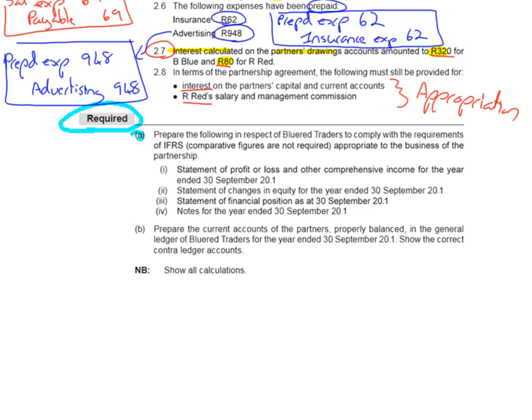So first up, A, prepare the following in compliance with IFRS for Blue-Red Traders. First of all, the statements of profit and loss and OCI, then the statements of changes in equity, statements of financial position, and then the notes. Then they want you to do the current accounts properly balanced in the general ledger, all for the year end 30th of September, show the correct contra ledger accounts, and show all calculations.